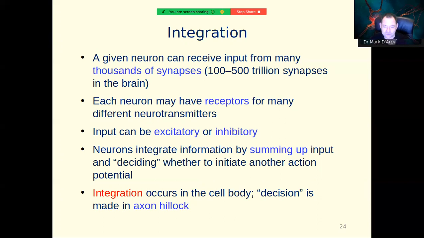Okay, so excitatory or inhibitory. Neurons integrate information by summing up input and deciding whether to initiate another action potential. Integration occurs in the cell body. The decision is made in the axon hillock, the beginning of the axon, as to whether to fire or not. So basically, if the neuron receives 10 signals saying fire, but 20 saying don't fire, it won't fire. If it's the other way around, it will fire.